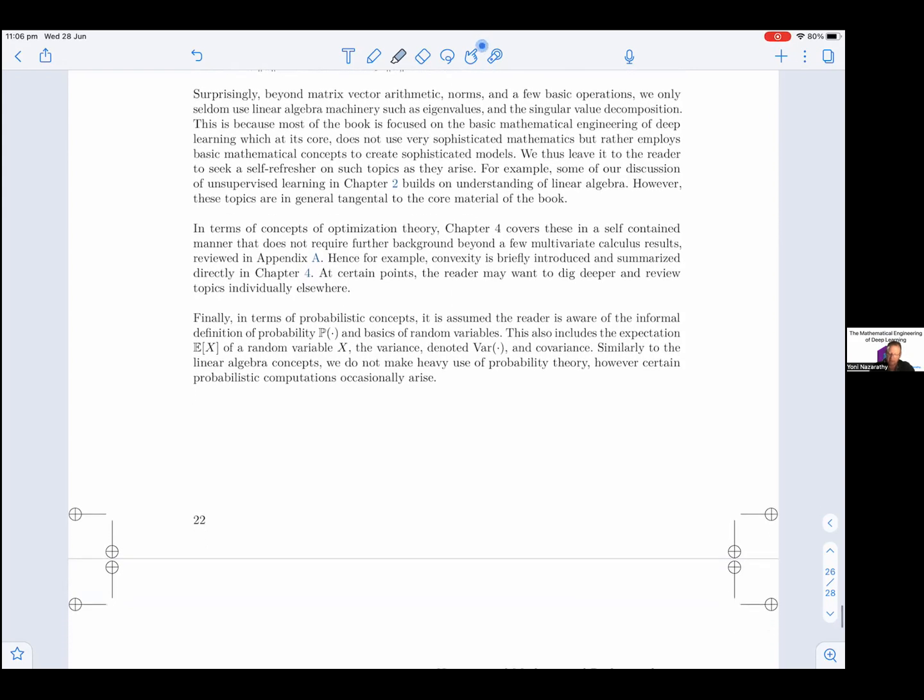Surprisingly, beyond matrix-vector arithmetic, norms, and a few basic operations, we only seldom use linear algebra machinery such as eigenvalues and the singular value decomposition. This is because most of the book is focused on the basic mathematical engineering of deep learning, which at its core does not use very sophisticated mathematics, but rather employs basic mathematical concepts to create sophisticated models. We thus leave it to the reader to seek a self-refresher on such topics as they arise. For example, some of our discussion of unsupervised learning in Chapter 2 builds on understanding of linear algebra. However, these topics are in general tangential to the core material of the book.